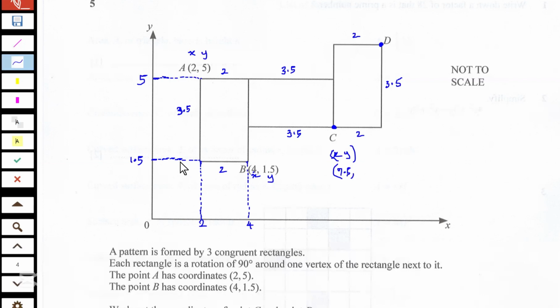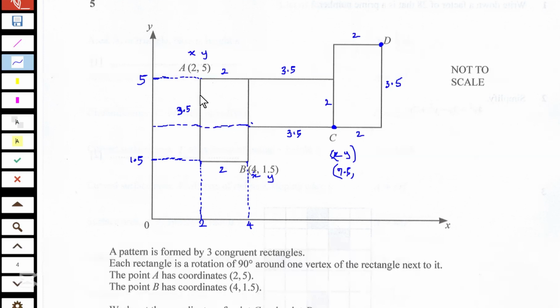And let's find the Y value. Here it's also 2. Now the Y value will be this line, the line that touches this line.